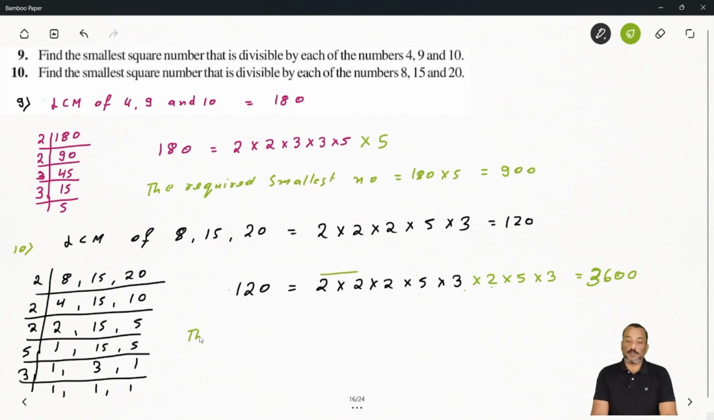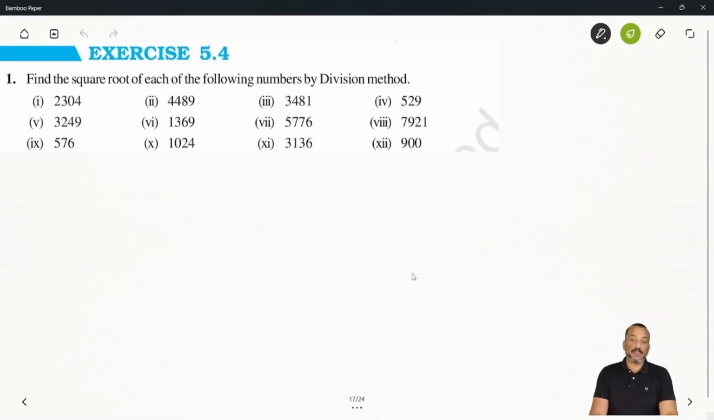So you can say the required smallest number is 3600, which is divisible by 8 also, 15 also, and 20 also. If you want, you can do the division and check that one. Okay, so hope it's clear with this one. Now coming to the next exercise, that is exercise 5.4. So here it is simple. It is saying find the square root of the following by division method.